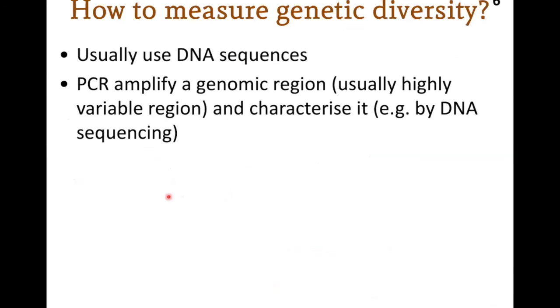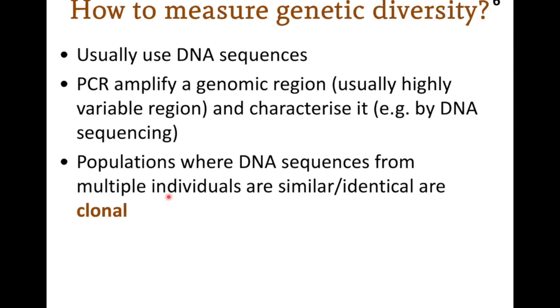Okay, and if I go on to the final slide, slide number 6, I'm just going to quickly cover how we measure genetic diversity. Usually we do this by measuring DNA sequences. The way that we do this is to PCR amplify a region of the genome. And usually we pick a region that we think is quite highly variable. And then we characterize it somehow. An easy way to imagine this is by sequencing that DNA.